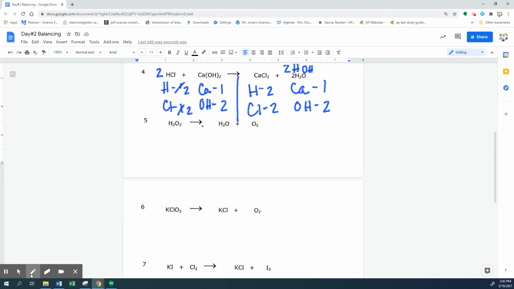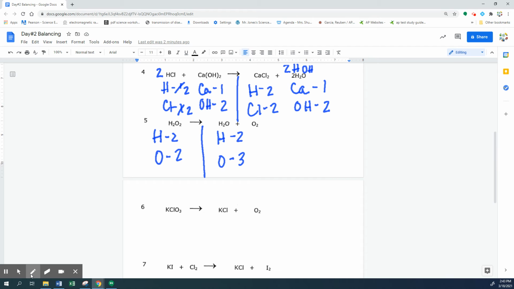For number 5, we have done this one before, so it should look familiar. I have H and O as my elements involved. I know that my oxygen has got to be even, and my hydrogen and oxygen have to be the same number and a multiple of 2.